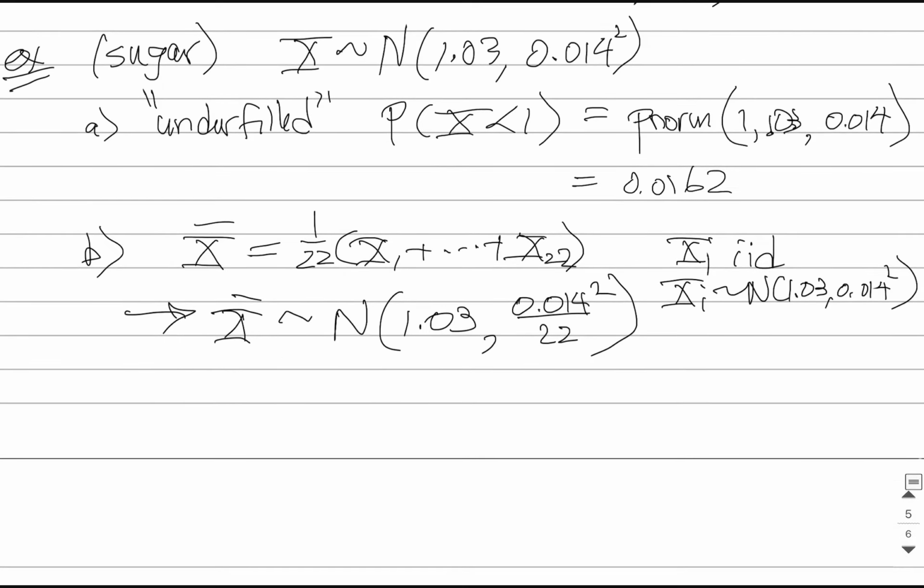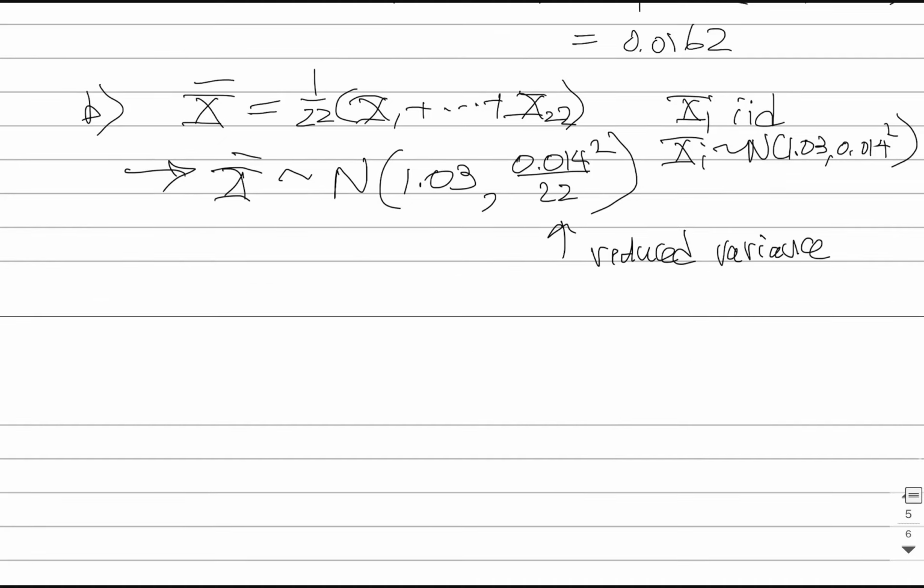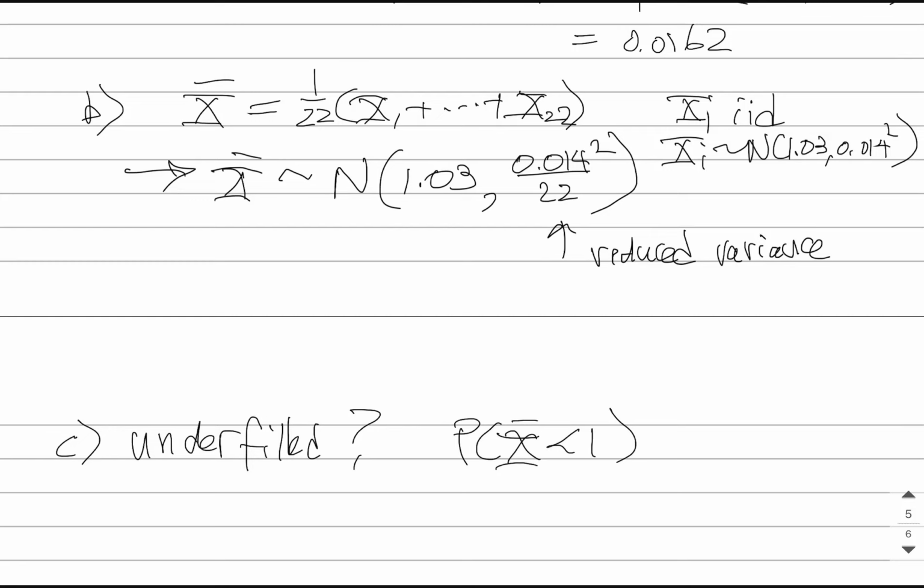So now, why is that important? That becomes important when you want to talk about similar calculations. So it has a reduced variance. So now we are going to take the same question that we did. So if we were to talk about underfilled, and let's say now we wanted to talk about the probability that the average would be underfilled.